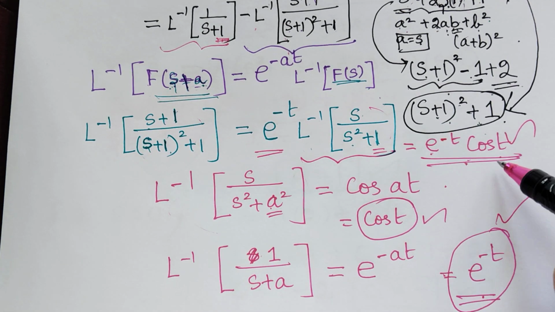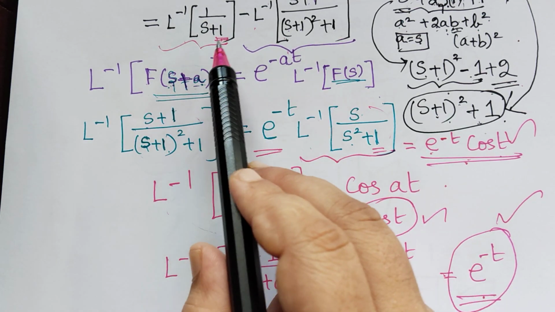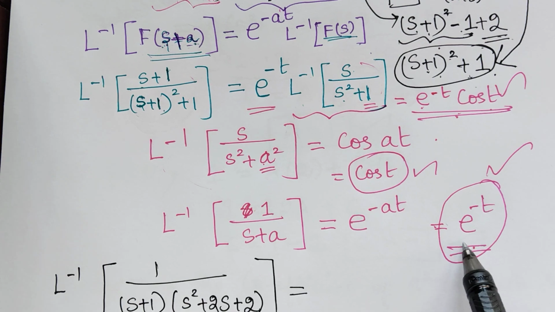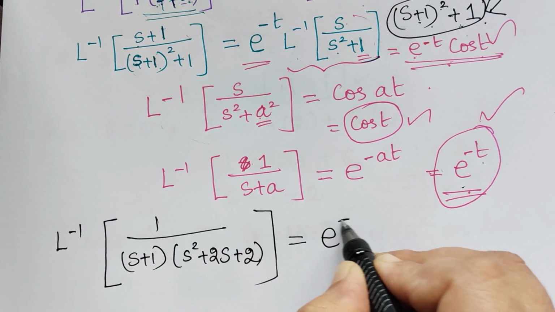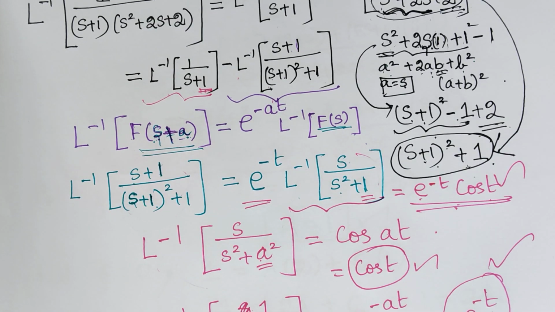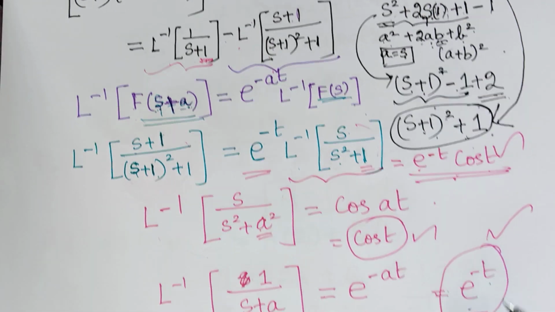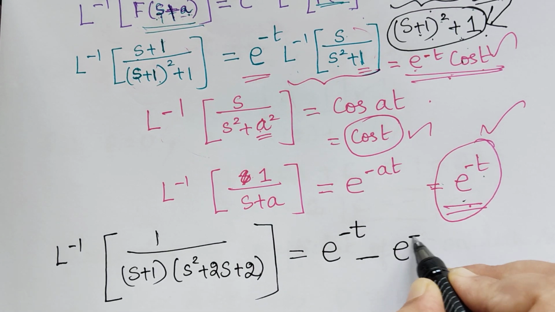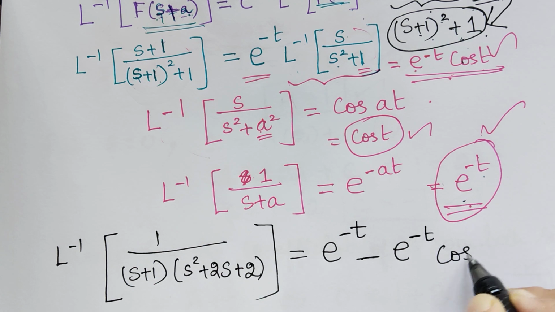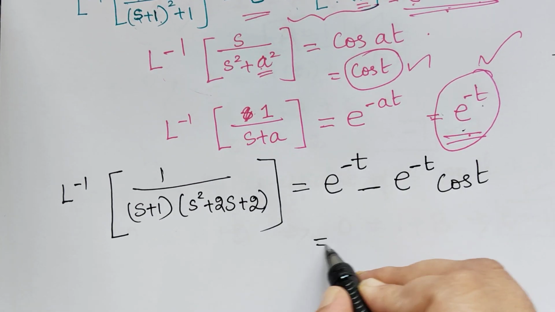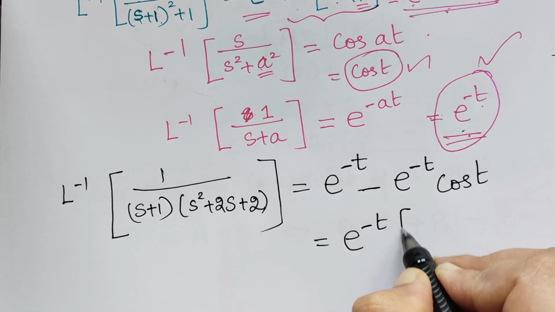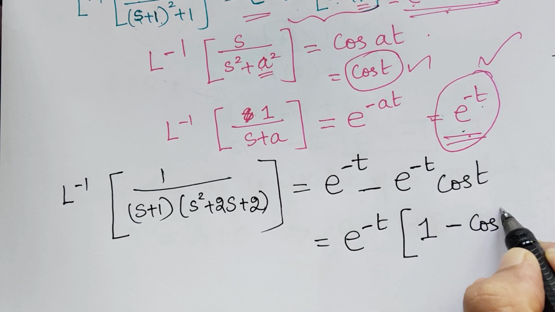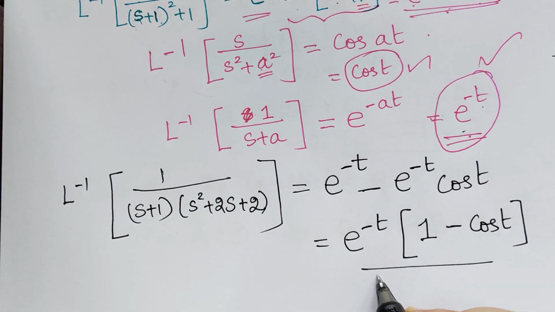Substitute these two values here. So on substituting, at this place we should substitute e to the power minus t, and then we have minus over here. So minus, this value has to be substituted, e to the power minus t cos t. Now in this e to the power negative t is common, so it can be taken out, and so you will be having 1 minus cos t. So this is the solution.